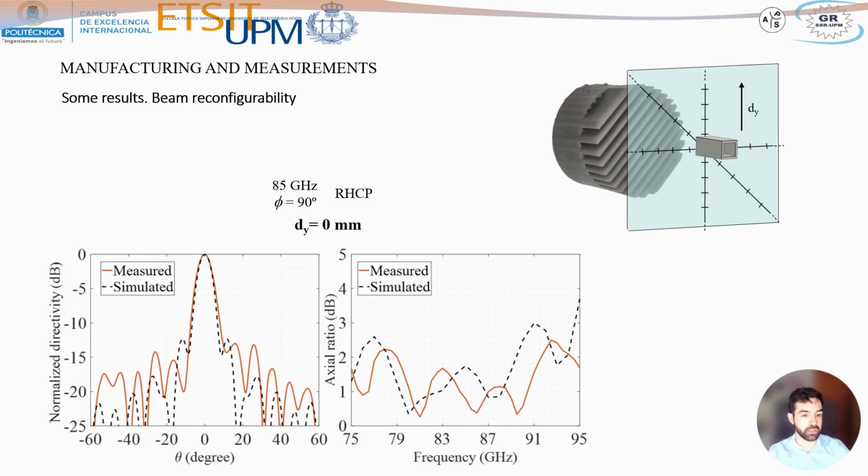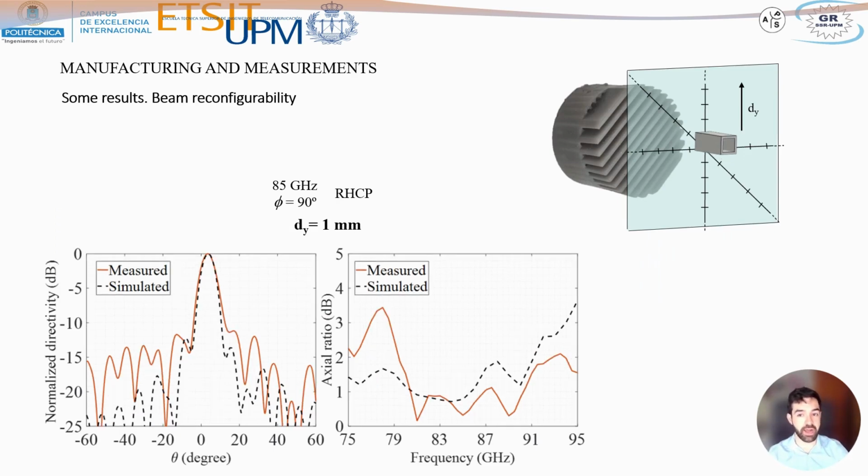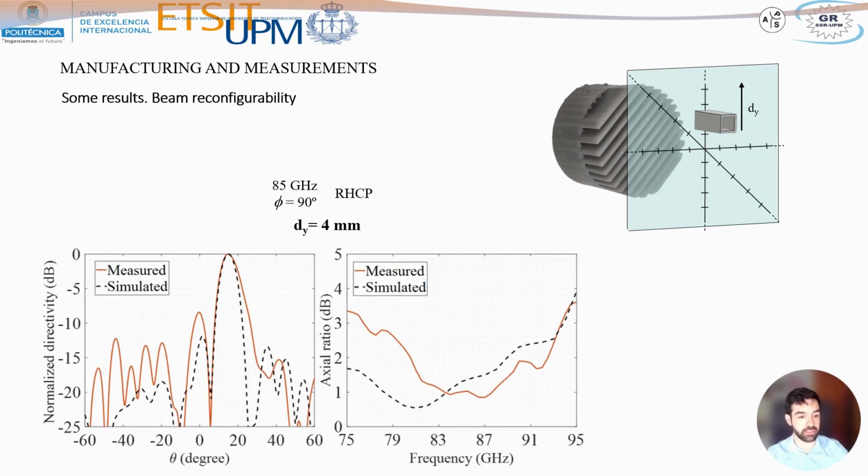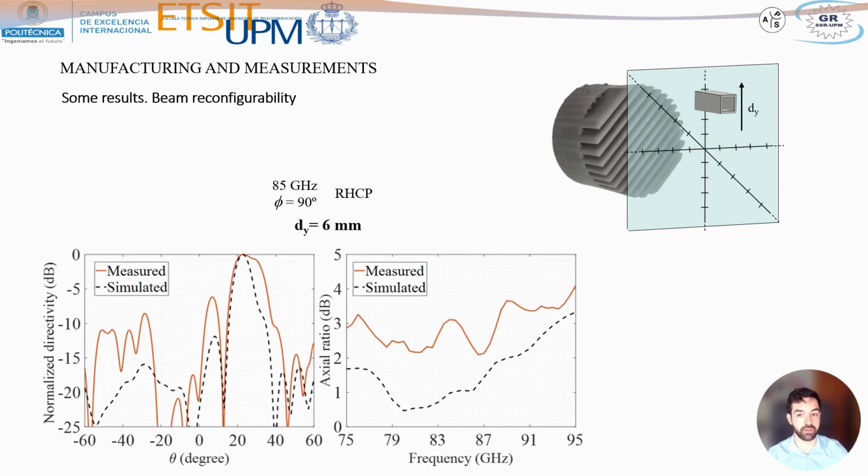Now, to end, I'm going to show you here the validation by measurement of the CP lens. As you can see, the main beam can be tilted up to 30 degrees.